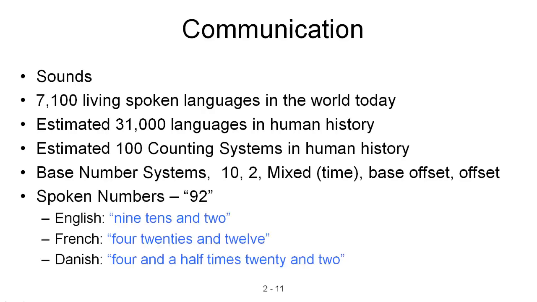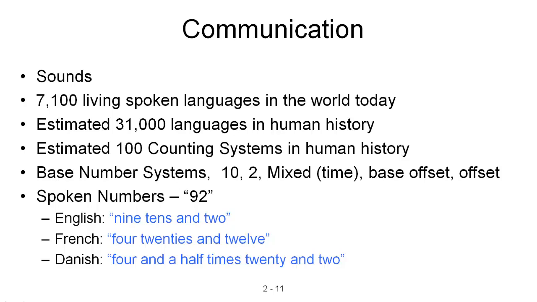And then we have spoken numbers. So we, here in the US, will do 92 as 9 tens and 2. In French, it's 4 20s and 12. And in Danish, it's 4.5 times 20 and 2.